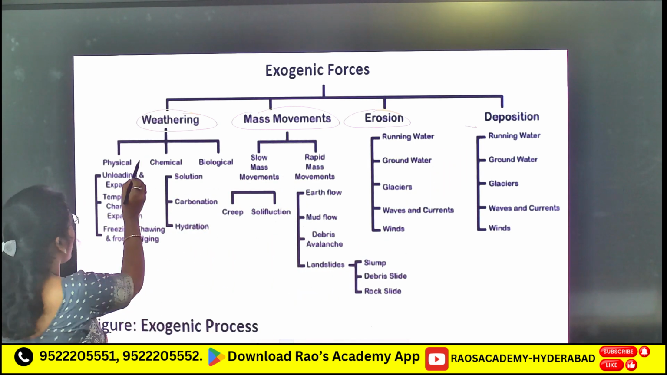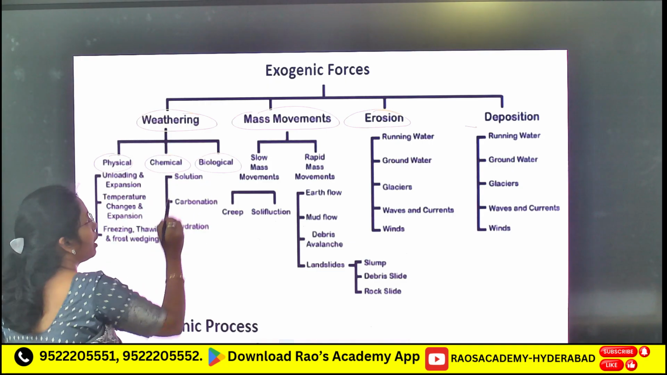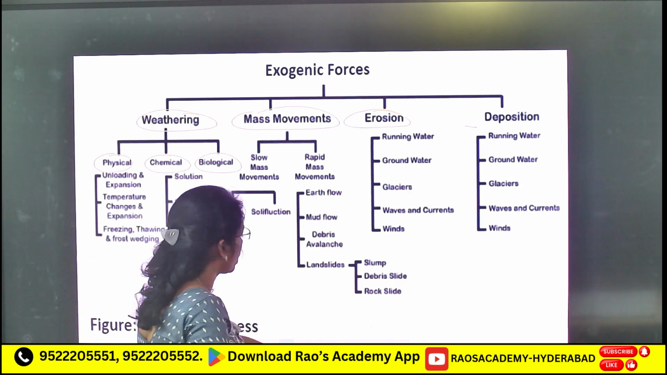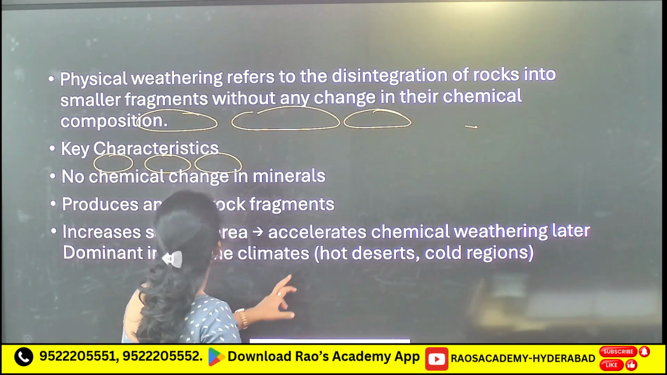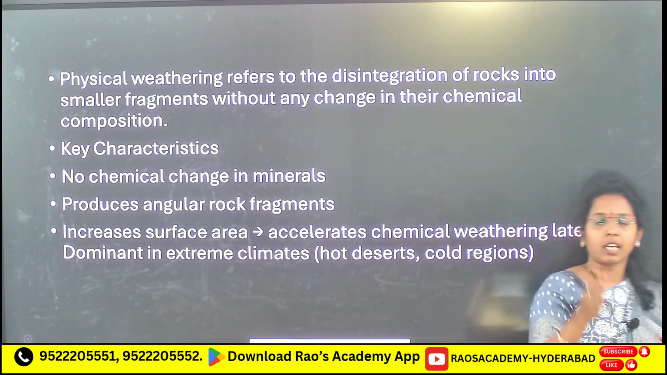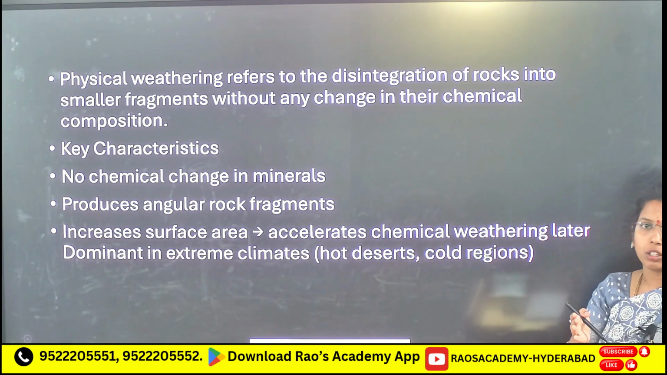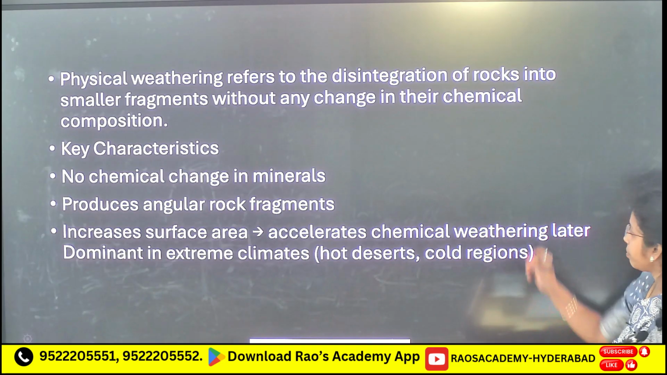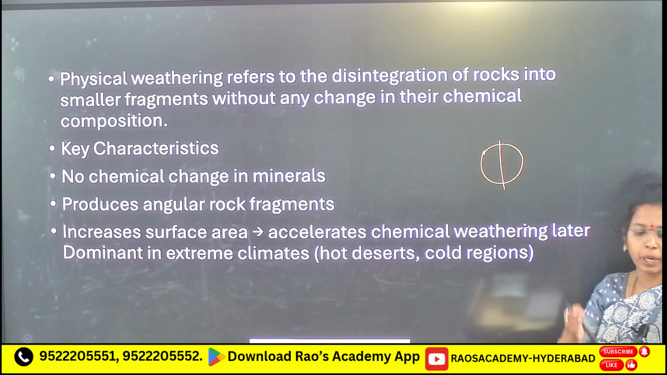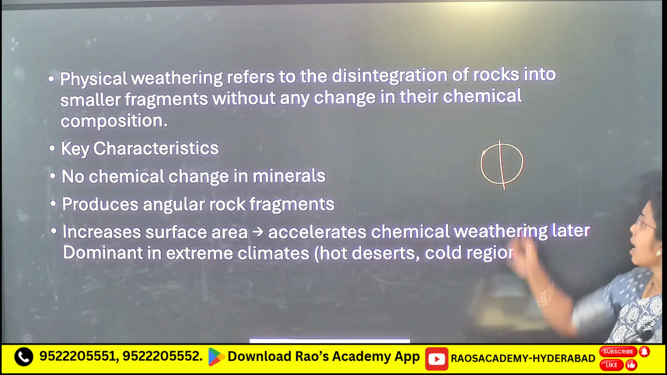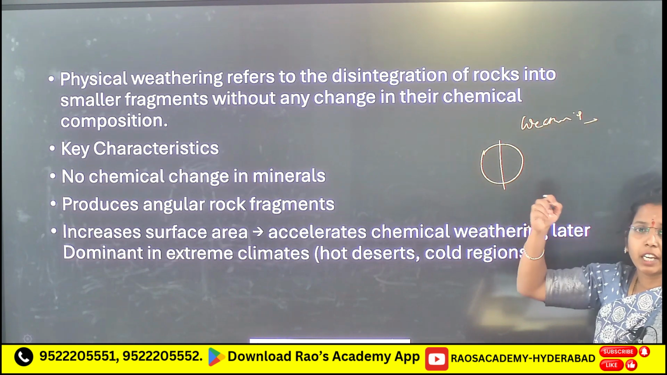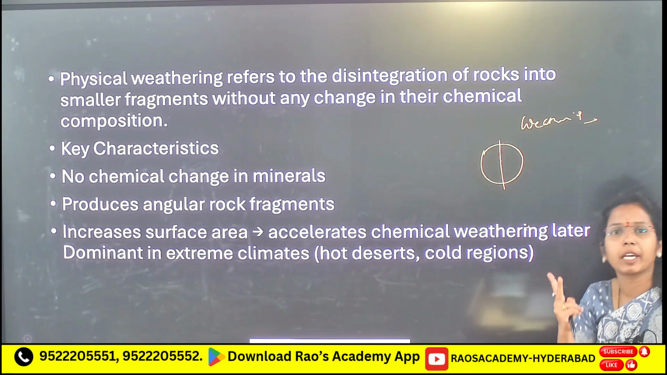In weathering we have three different types of weathering: physical, chemical and biological. In detail we are going to see the weathering process. Weathering means breaking of a rock, crack formation, breaking, alteration of rocks and minerals. That process is known as weathering. In weathering we have three types: physical, chemical and biological.